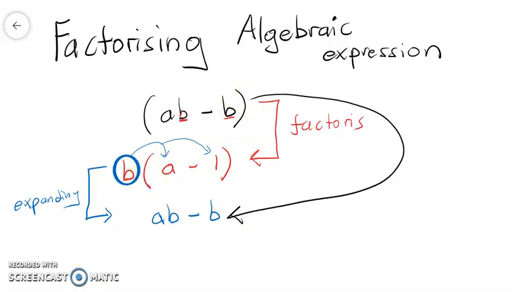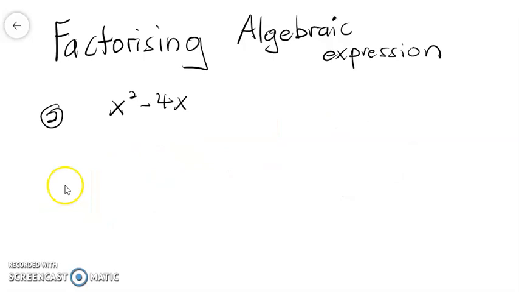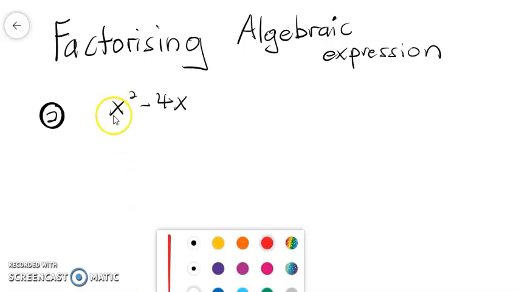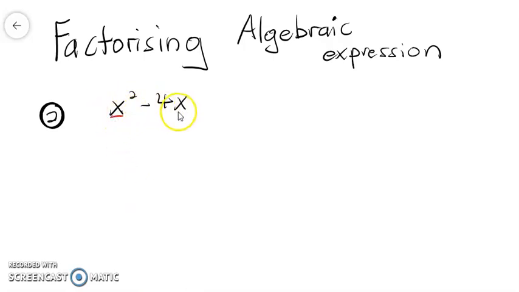Now we move on to the next example. Example number 2. How do we factorize this now? Here we have x and we have another x over here, right? So we have to take the x outside. So we have here x minus 4. That's all. Now we try the third question.